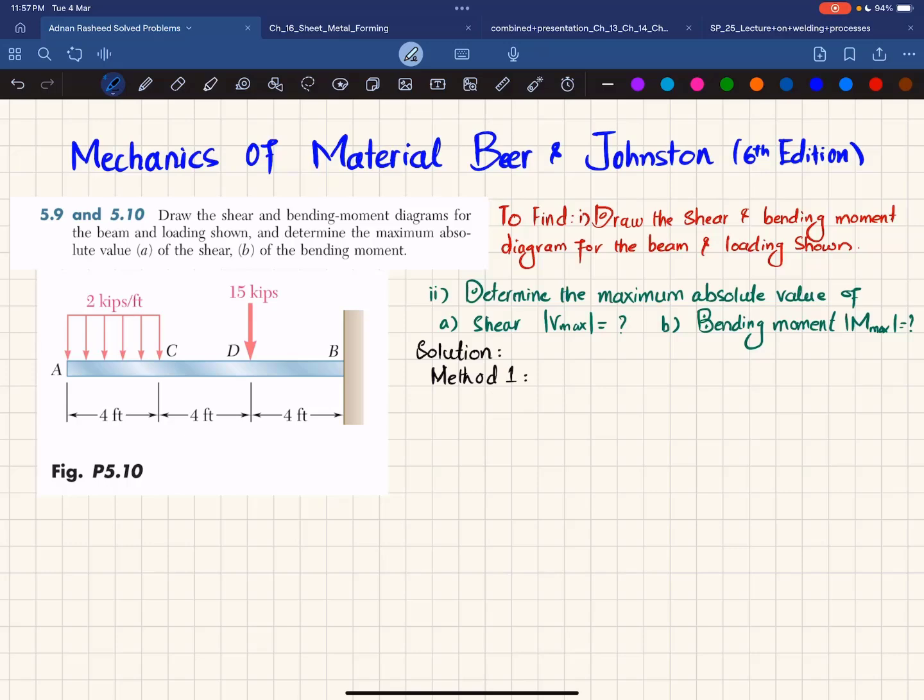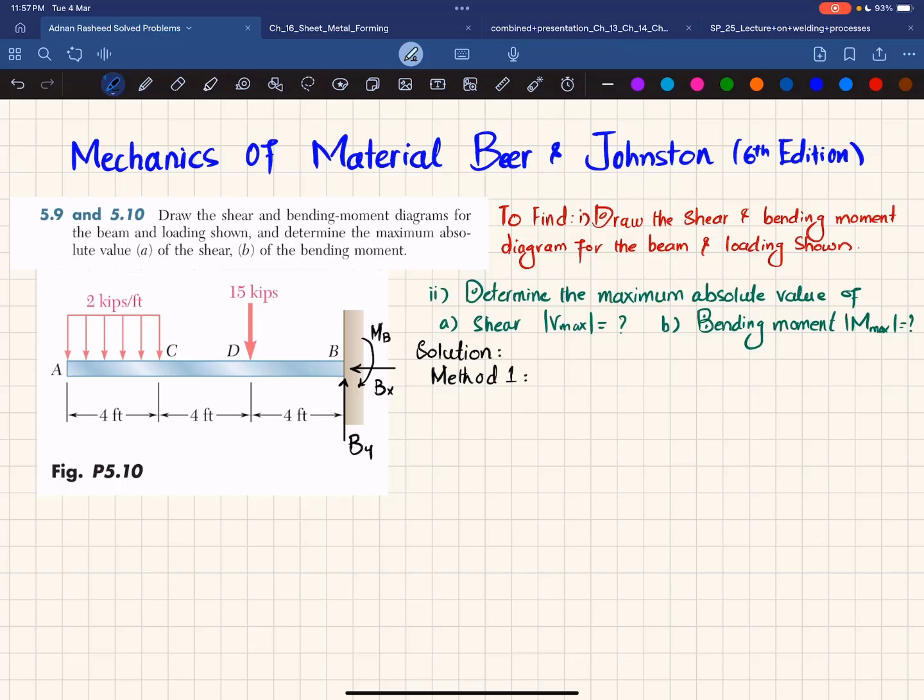Okay, starting from method 1, if you remove this fixed support at point B, it will offer a reaction force which will be represented as By, as well as a horizontal reaction force which is Bx, and there is a reaction moment which will be MB. So we'll find this MB, Bx and By by using equations of equilibrium.